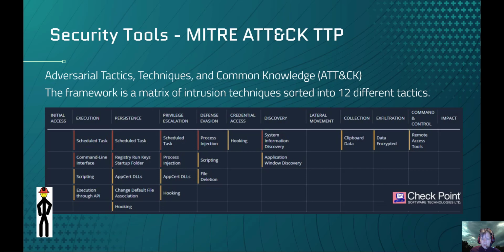Collection. Techniques used to identify and gather information from a target prior to exfiltration. Exfiltration. Techniques that result or aid an attacker removing files and information from a target network. Command and control. Techniques that allow attackers to communicate with controlling systems within a target network. Impact. The adversary trying to manipulate, interrupt, or destroy your systems and data. Even if they don't exfiltrate data, they can still throw a monkey wrench into your processes and impact systems and data.